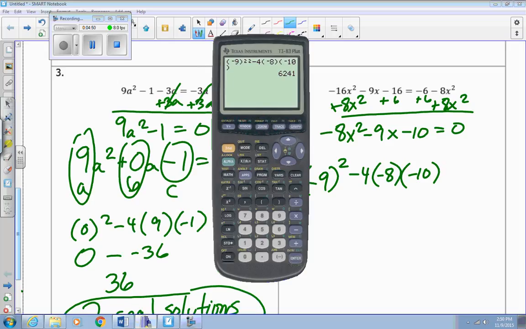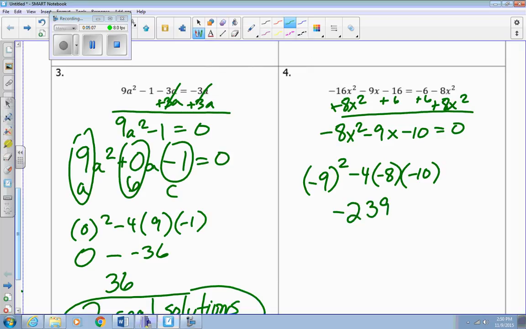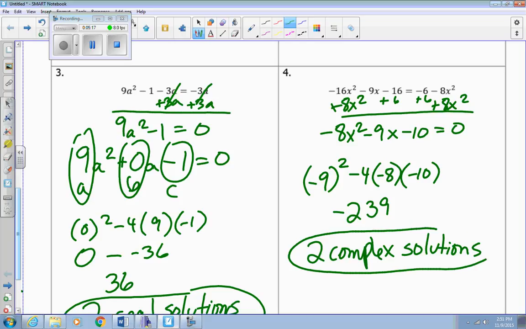Oh, I entered it in wrong. Had a square in there. Extra square, I don't need that. That would be why it's such a big number. That's probably better. Negative 239. Negative number, two imaginary, or even better yet, two complex solutions. I will accept imaginary, but I'd rather have you write complex.